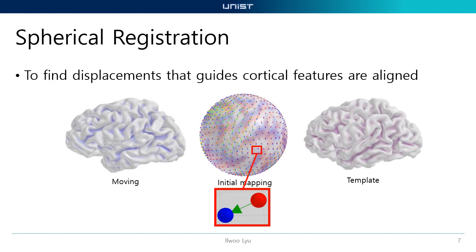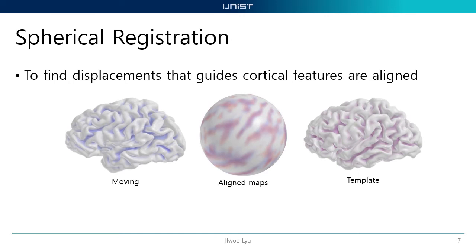So we typically optimize this objective function, and as a result, we can get the displacement vector in green arrows in this figure. And once we have these arrows, then we know how much we have to apply for each location to move to the other. And once we apply this deformation to the feature map, then we have aligned cortical features on the unisphere.